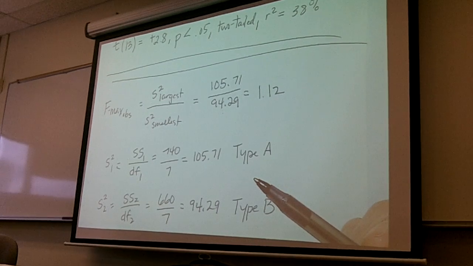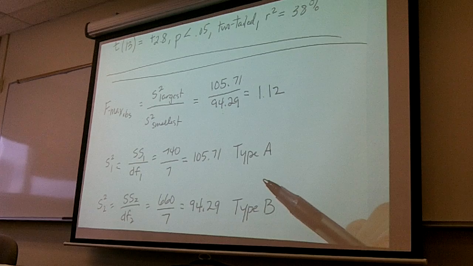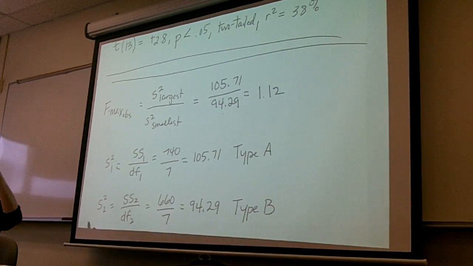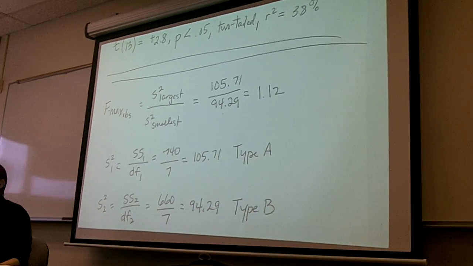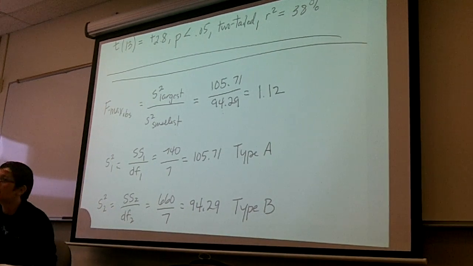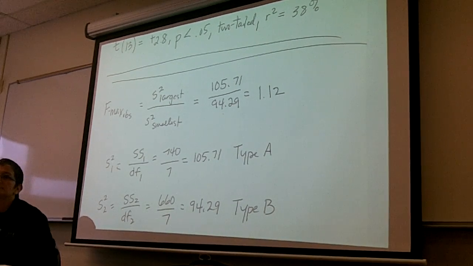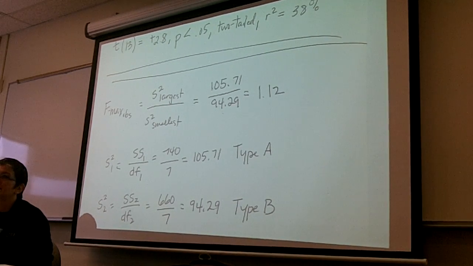Well, if the variances are not different, that means they are the same, which means I have homogeneity of variance, and I'm good. I like that. That means I can proceed with my analysis because the samples are coming from the same population. Okay. Good? Make sense? Does that help?